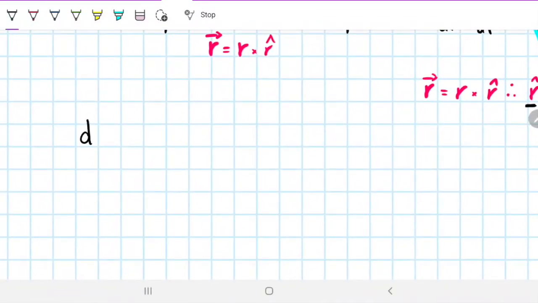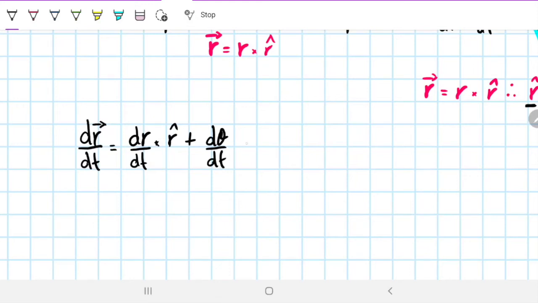So the derivative of the position vector in respect to time will be how the scalar r is varying with time times r hat, plus how theta is varying with time times theta hat times r. And that is the definition of the velocity in polar coordinates. But that looks complicated, so we tend to split this into two components, what we call the radial component and the transverse component. Okay, so we simplify this.